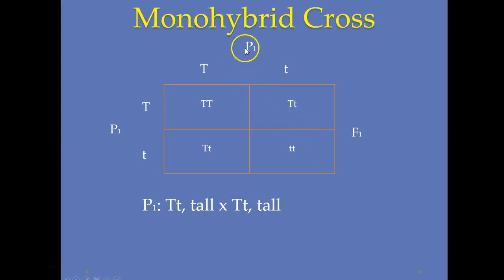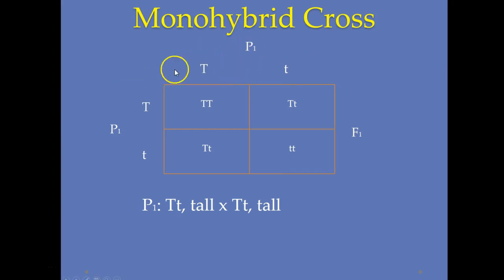Okay, so the next cross we're going to do is what's called a monohybrid cross, and this is a very popular cross where we're going to actually take those heterozygous individuals and we're going to cross them together. And now you're going to see that we've got a few options here. Rather than all of the offspring looking the same, now we have some possibilities for some different offspring.